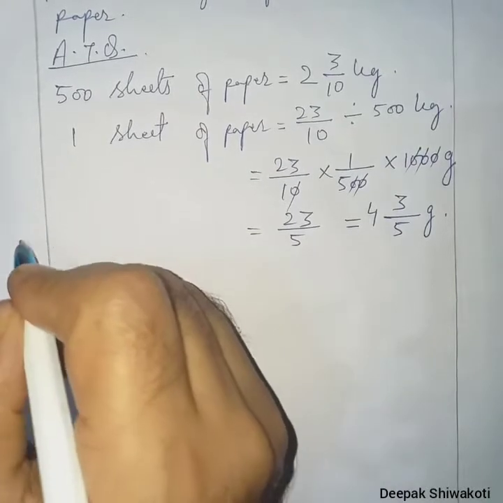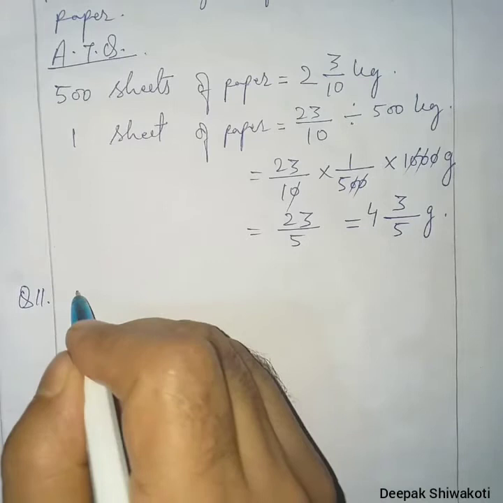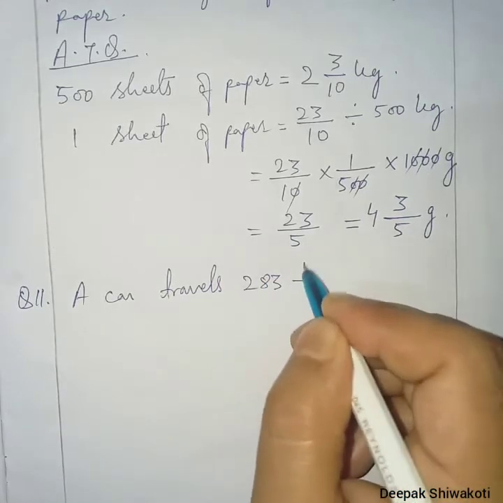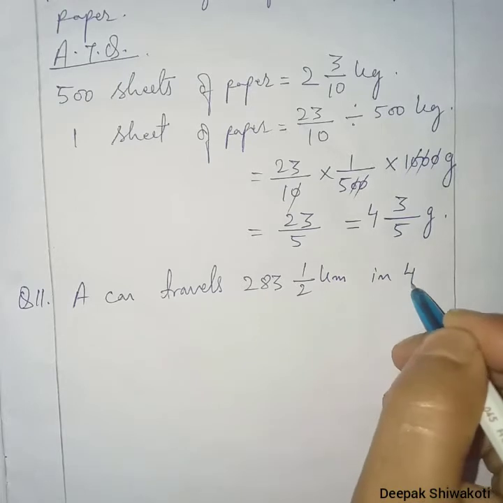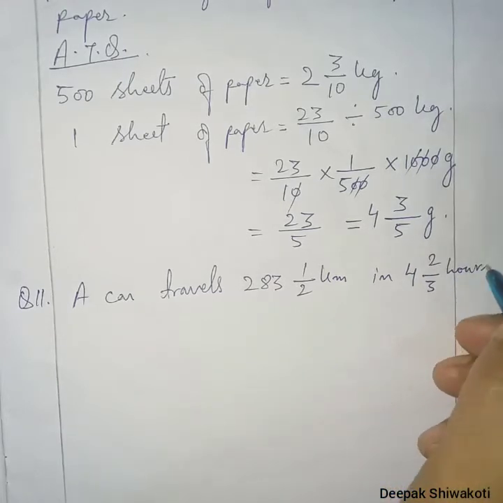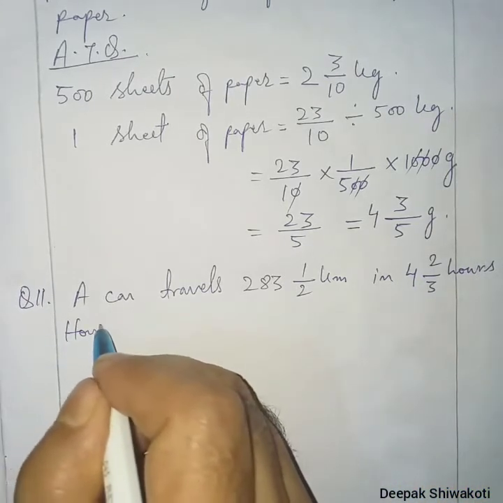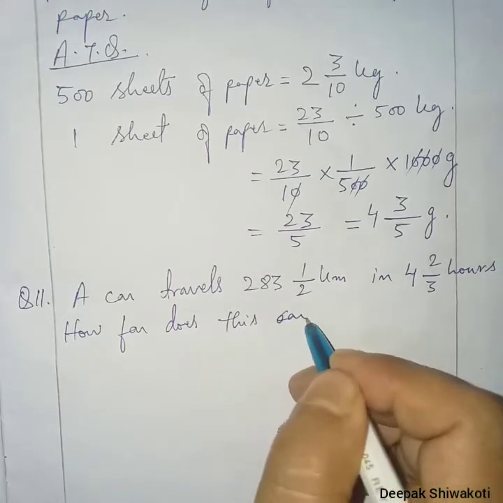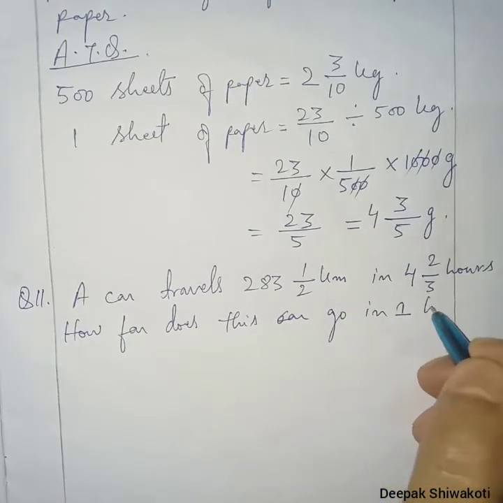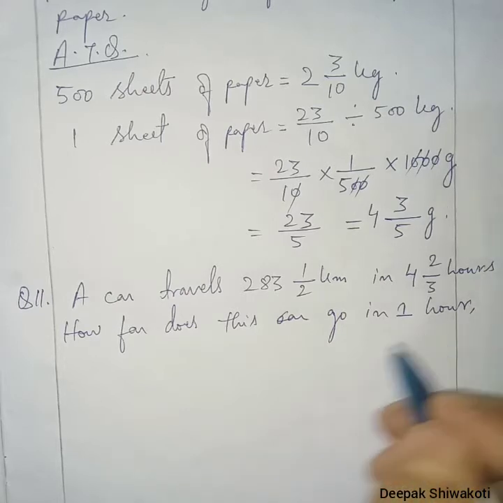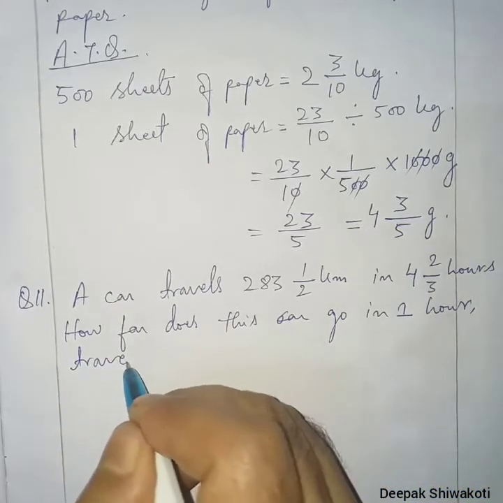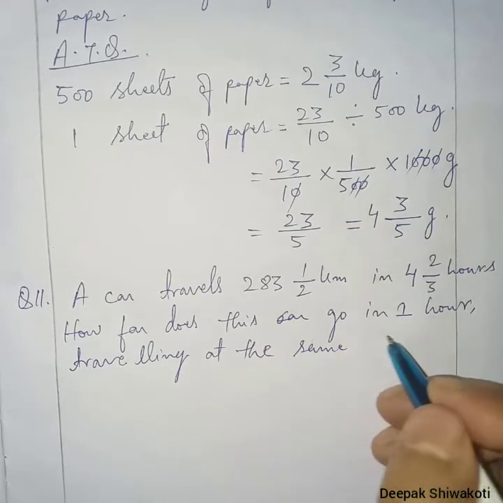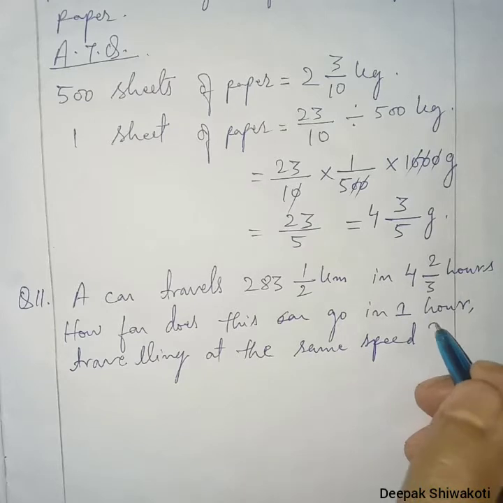Question number 11. A car travels 283 whole 1/2 kilometer in 4 whole 2/3 hours. How far does this car go in 1 hour, traveling at the same speed? So here, distance is given. Car travels this many kilometer.